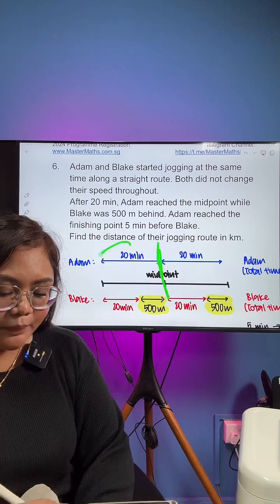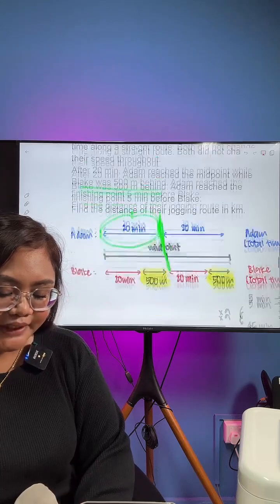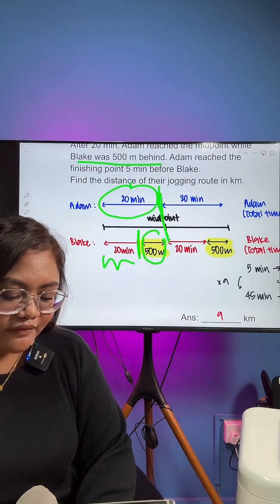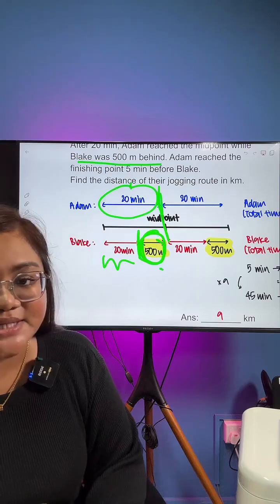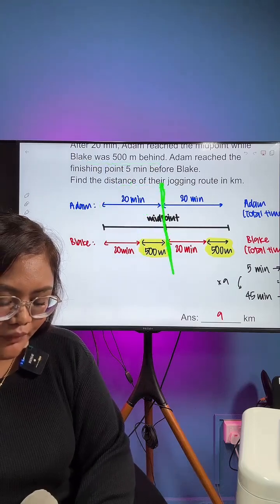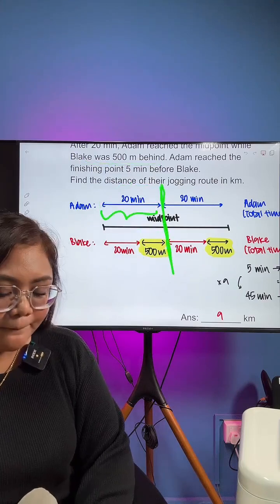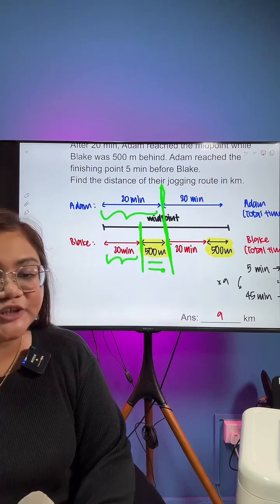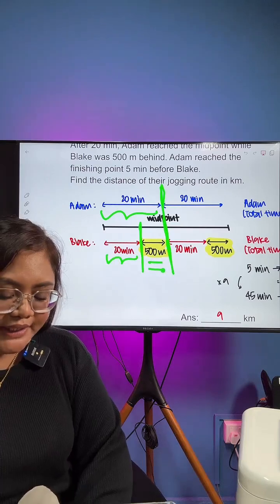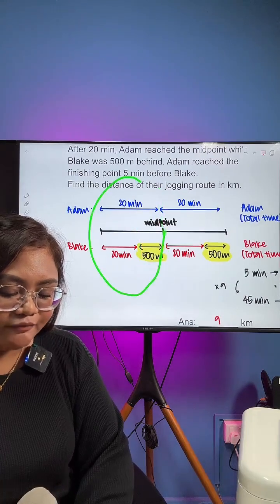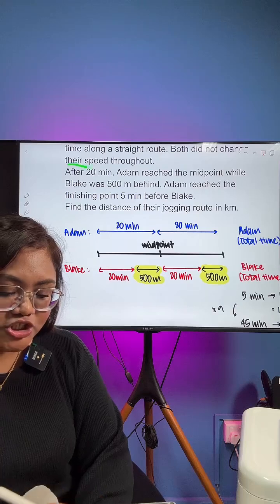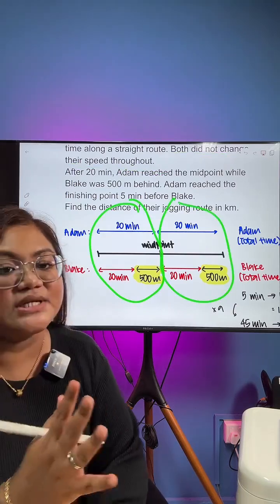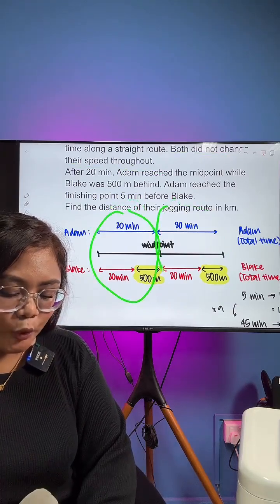So in 20 minutes, he reached the midpoint, but Blake was 500 meters behind. So in the same 20 minutes, Blake also covered for 20 minutes, but he still had another 500 meters to cover. Correct? This part understand? Adam takes 20 minutes to reach the midpoint, but in the same 20 minutes, Blake is 500 meters behind Adam. If you repeat the whole thing for the other half, because the speed did not change, it's the same speed throughout, and midpoint means in the center, so the first half and the second half are going to be the same.